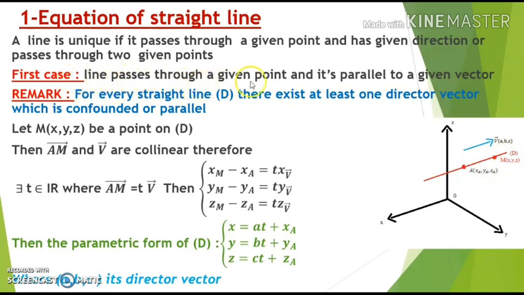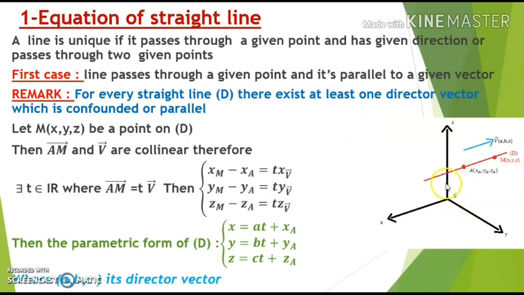The line passes through a given point and is parallel to a given vector. For this, take a line D and let M(x, y, z) be a variable point on D, where this line D passes through a fixed point A and has a direction vector V. So the two vectors AM and V are collinear, therefore there exists a real number t where vector AM equals tV.